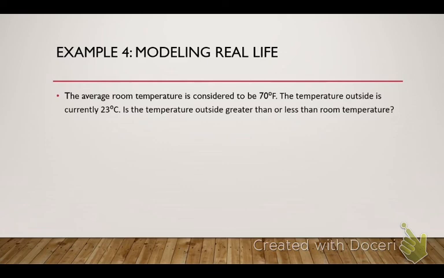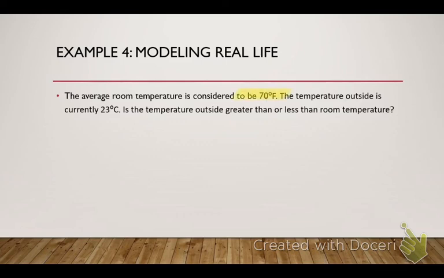The average room temperature is considered to be 70 degrees Fahrenheit. How many of you, your parents, keep your house around 70 degrees, give or take a couple of degrees, right? Okay, 72, 74 maybe, because that's a comfortable room temperature. So that's where that comes from. The temperature outside is currently 23 degrees Celsius. Is the temperature outside greater than or less than the typical room temperature?